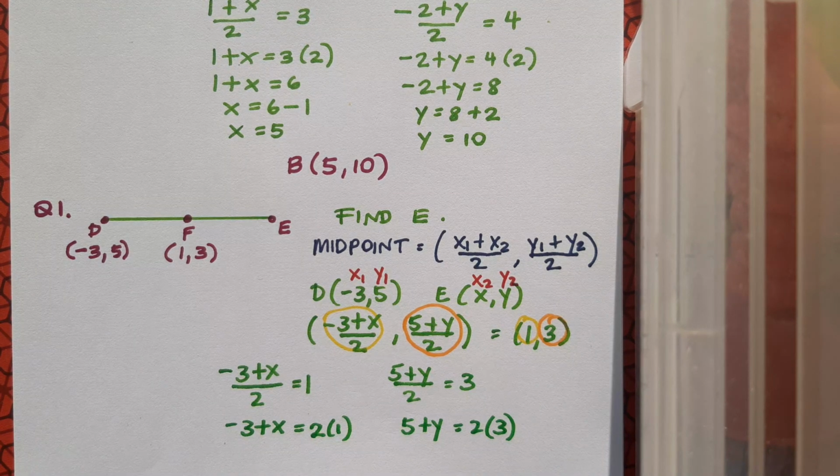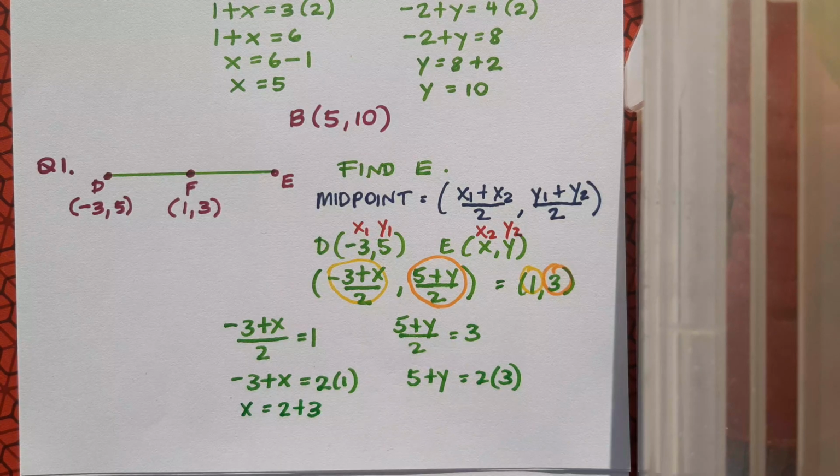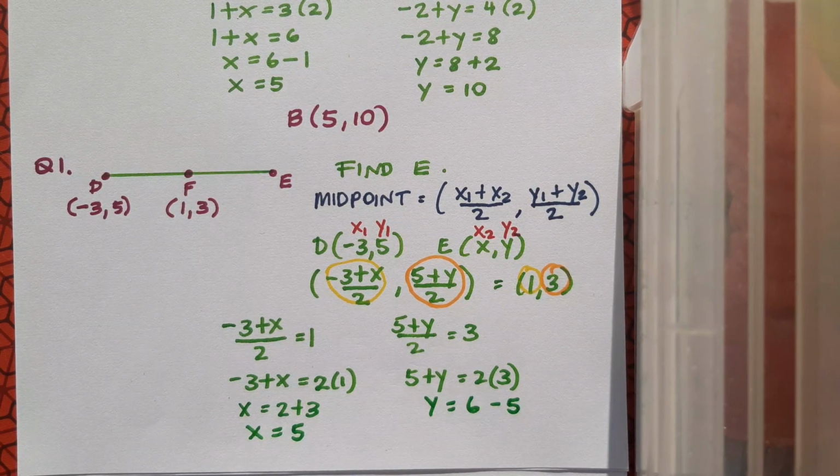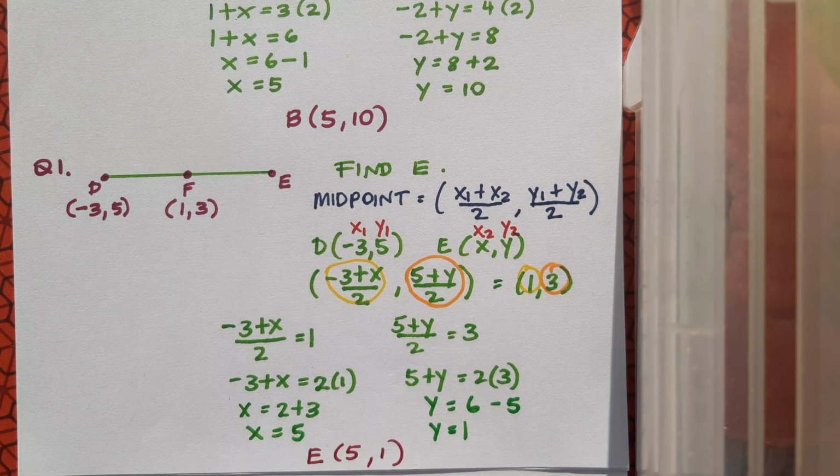So in each case, I'm bringing the 2 up across and multiplying it. I'm going to get x equals 2 plus 3, so x equals 5, and y equals 6 minus 5, so y equals 1. And so this time my answer is the point E, which is (5, 1).